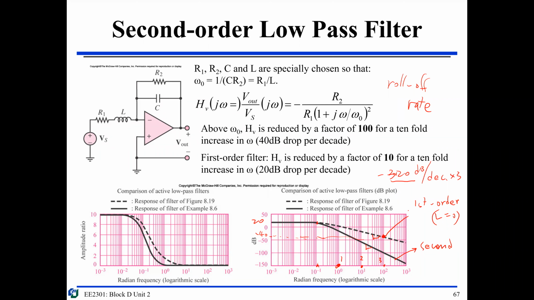Okay. But here you have 3 decade in here, you should have 120. So this is a 100, right? So this is a 20. So here is 120. You also have 3 decade, you got 120 dB per 3 decade. So in other words, the roll-off rate, the slope, is minus 40 dB per decade.